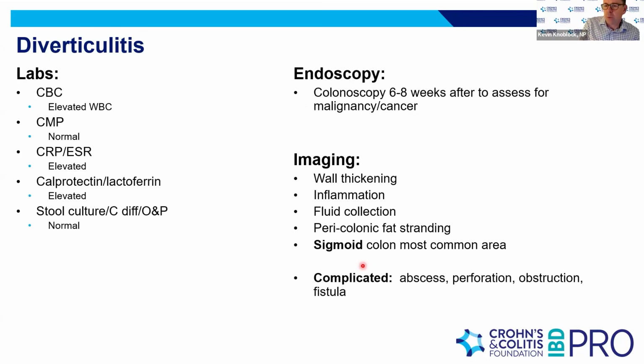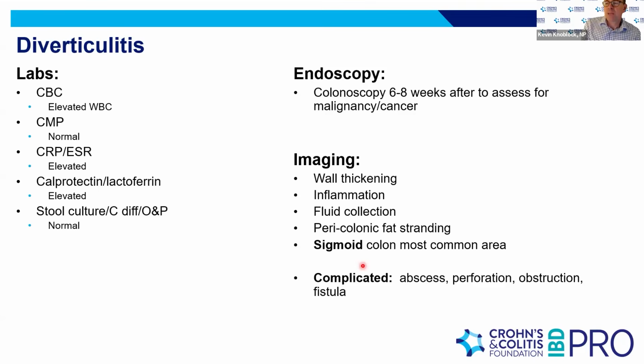Labs, you might see an elevated white blood cell count because there's some infection going on there. Your CMP normal, the CRP, again, there's some inflammation, might be a little mildly elevated. Calprotectin might be elevated, depending on how much inflammation is going on. Stool culture, etc., should be really normal. Endoscopy for diverticulitis, we only do 6 to 8 weeks after that first episode, just to ensure there's no malignancy or cancer going on there.